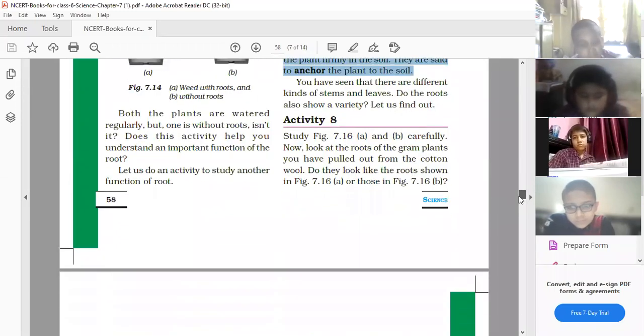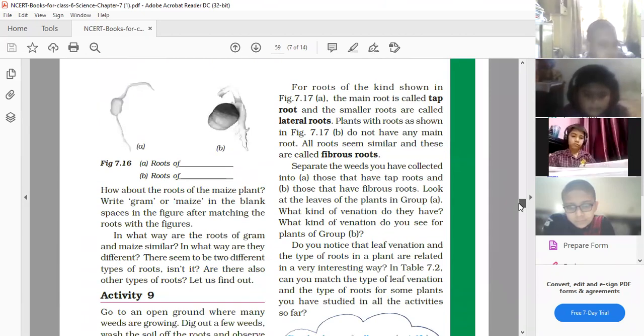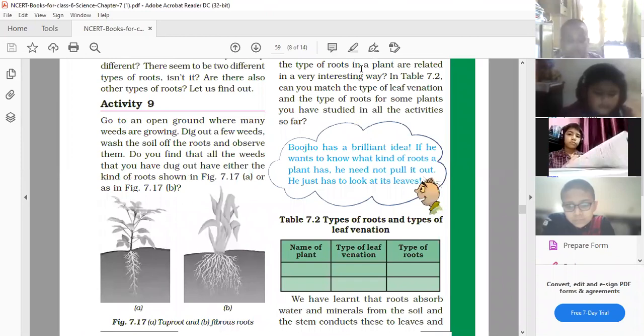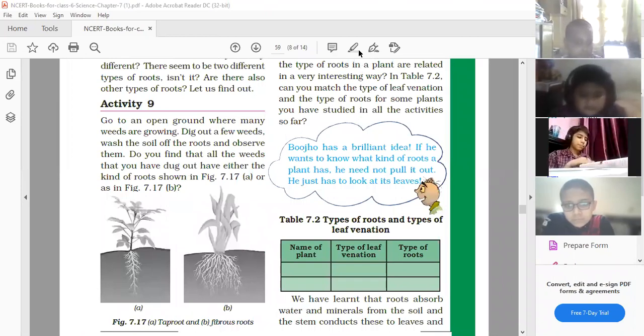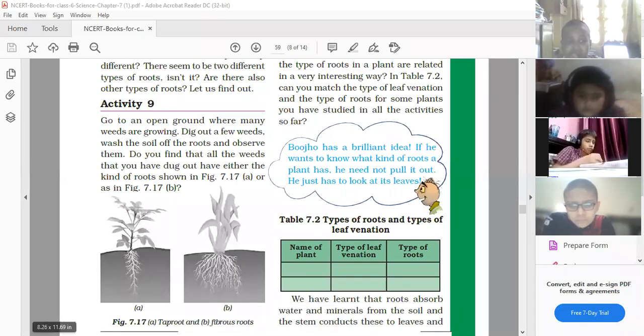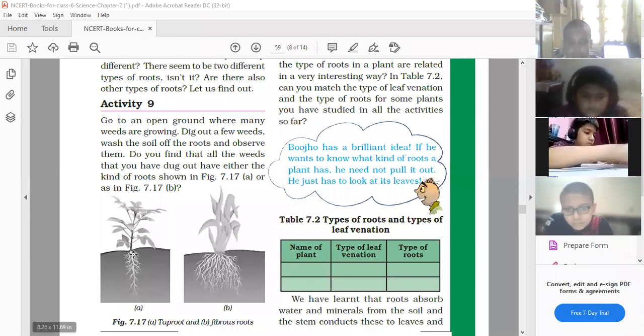After that, children, we have different kinds of roots. Today we are going to study two different kinds of root, that is tap root and fibrous root. See in figure 7.17, you may find the difference. In the first kind of root, only a single main root is there. Just see the diagram 7.17 A and B part. There is a single root which is known as a tap root.